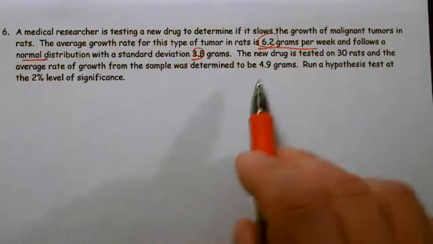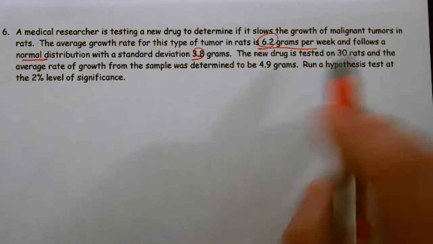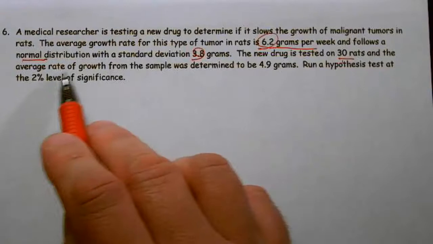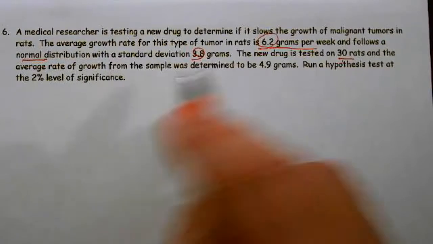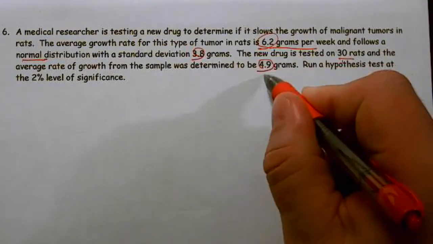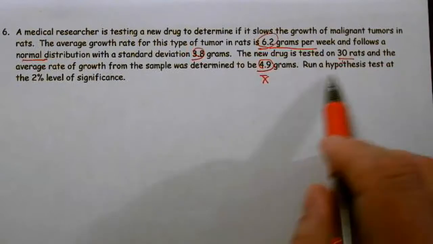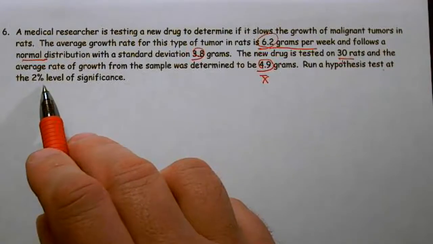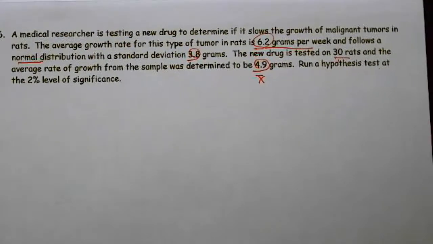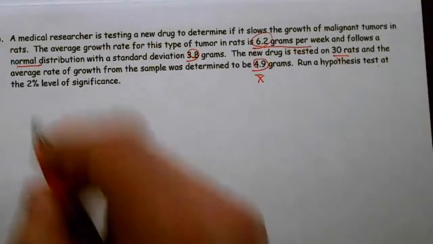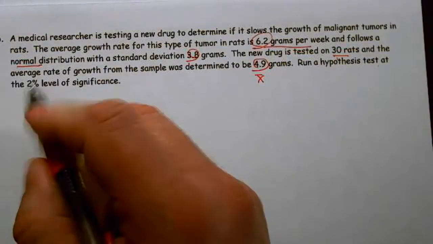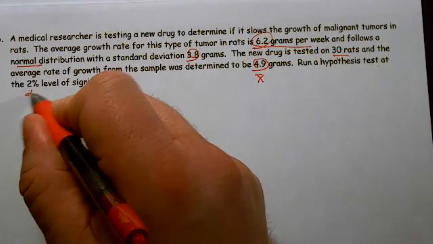That was nice. The new drug is tested on 30 rats, and the average rate of growth from the sample is determined to be 4.9. So this is our X bar. Run a hypothesis test at the 2% level of significance. All right, so they want us to run a hypothesis test telling us alpha is 0.02. So this is my alpha level.